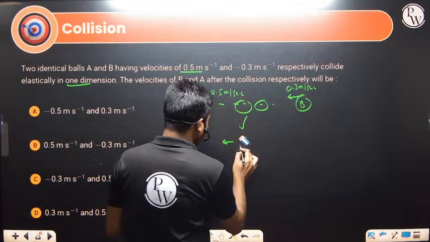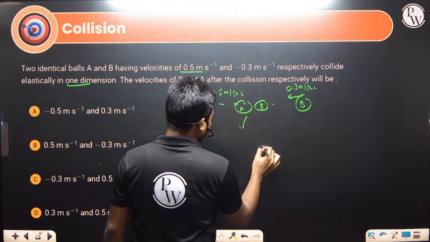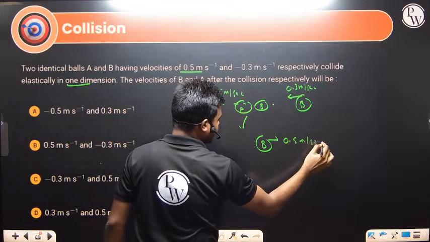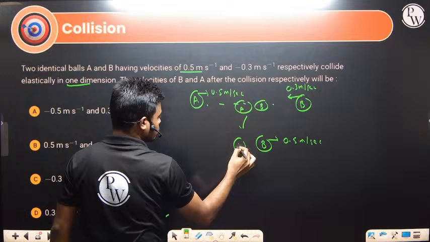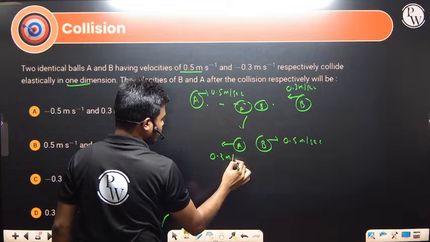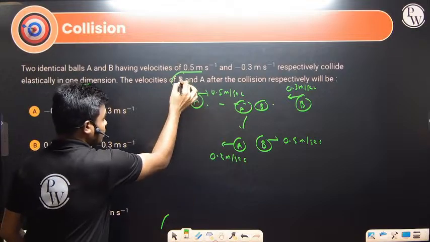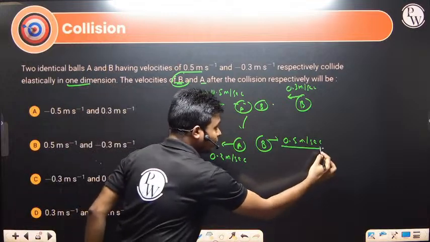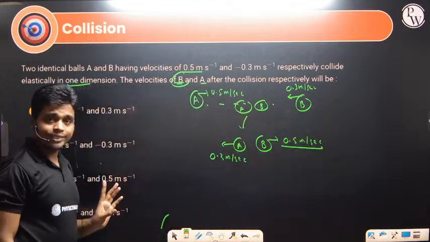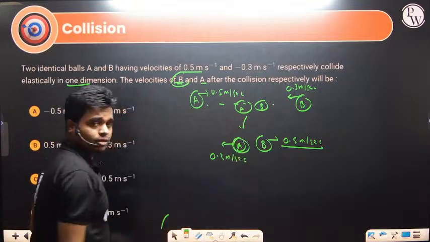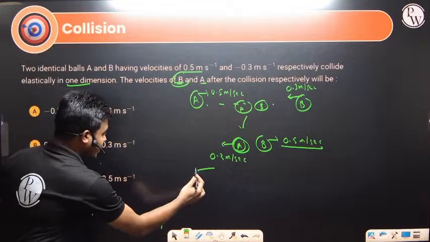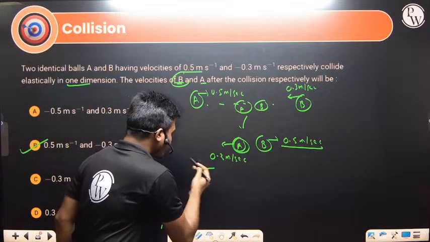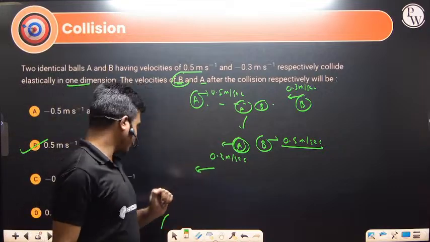This is ball B and this is ball A. After collision, ball B will gain the velocity of ball A, 0.5 meter per second, and ball A will gain the velocity of ball B, that is 0.3 meter per second. They are asking the velocity of B first. Remember, sometimes the statement is framed with B first, then A. So the velocity of B is 0.5, positive because it is moving towards the positive x-axis. The velocity of A is minus 0.3, because it is moving towards the negative x-axis, the left side.